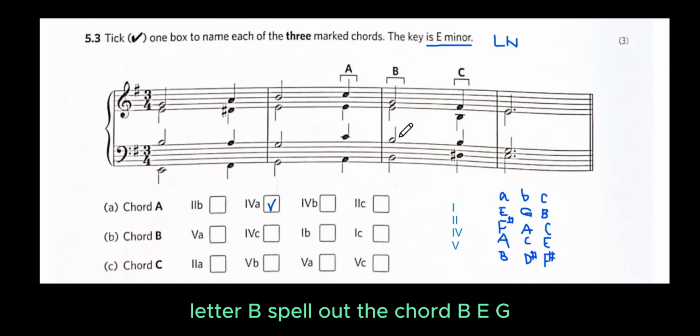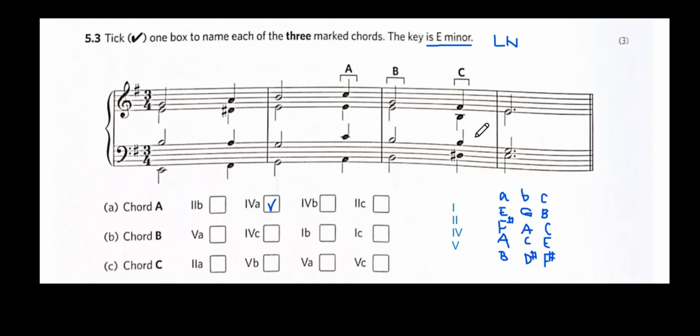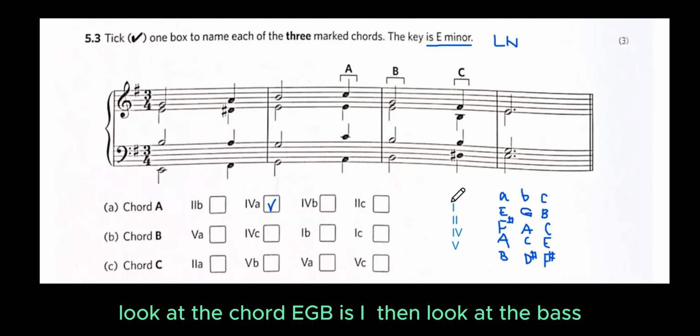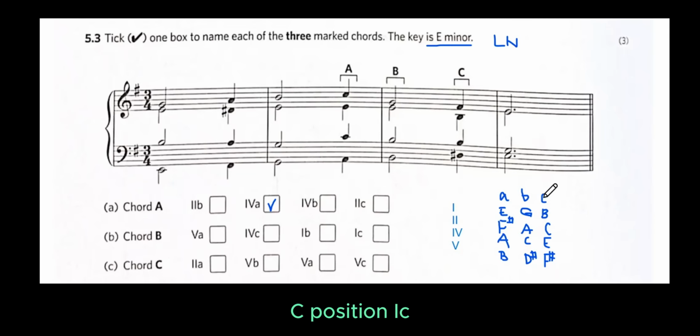Letter B, spell out the chord B, E, G. Let's rearrange it into a stack of thirds, E, G, B. Look at the chord, E, G, B is 1. But look at the bass, the B is in the bass. That means the 5th in the bass. C position, 1C.